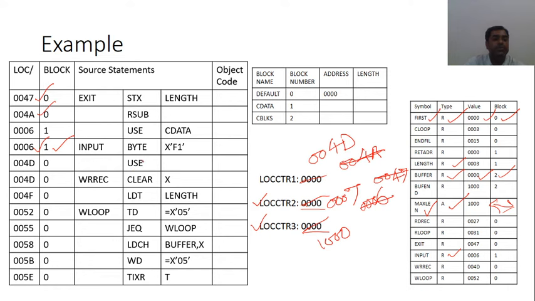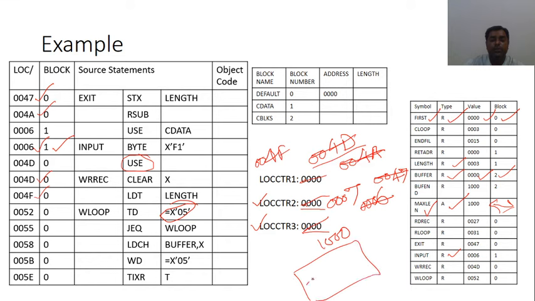After this statement, I am getting a use instruction. That means this is the default block. So it is written here 0000. And corresponding to the default block, the current location counter value is 004D. So here it becomes 004D. Format 2 instruction, the next value becomes 004F. This one becomes 004F. Format 3 instruction, this is a literal here, and we have to maintain a literal pool also.